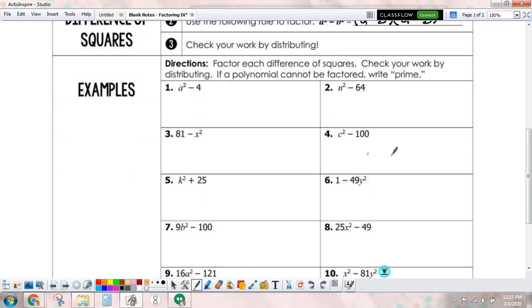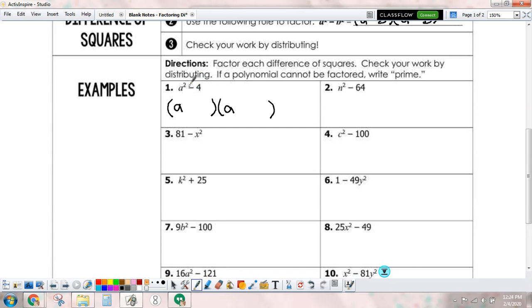So for example 1, we have a squared minus 4. So I can first, I see this is a subtraction, so so far so good. And then I can do the square root of a squared and the square root of 4. Remember that when you're doing variables with exponents, your exponent needs to be even if you can take the square root of it. Okay, so this is even, so I can do the square root of this one. And I know that a times a is going to get me a squared, so I'm going to have a times a.